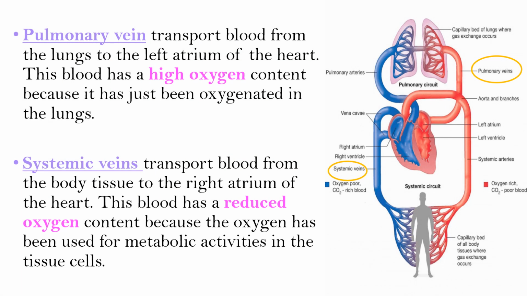Pulmonary veins transport blood from the lungs to the left atrium of the heart. This blood has a high oxygen content because it has just been oxygenated in the lungs. While systemic veins transport blood from the body tissue to the right atrium of the heart. This blood has a reduced oxygen content because the oxygen has been used for metabolic activities in the tissue cells.